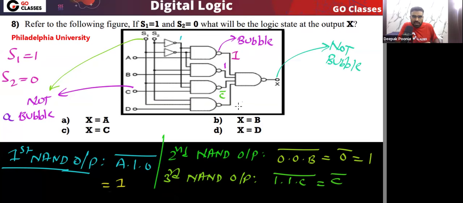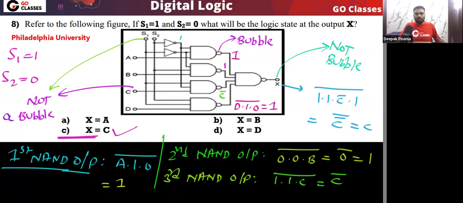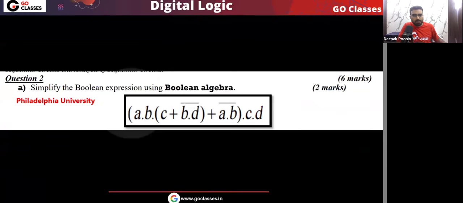And what about this last NAND gate? One input is D, another input is S1 as it is, another input is S2 as it is. So it is D dot 1 dot 0 negation, and that will be 1. So finally, what is X? X is equal to 1 and C bar and 1 whole negation, that will be C double bar, and that will be C. So finally X is equal to C. The answer will be option C. I hope you understood. Very simple question.